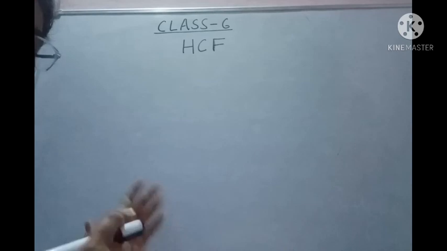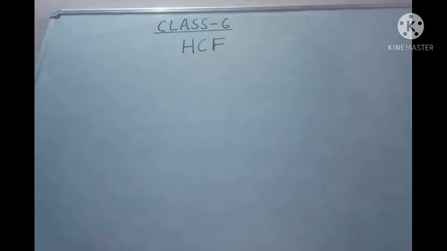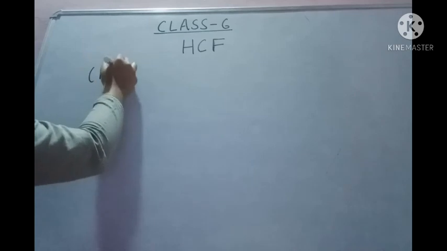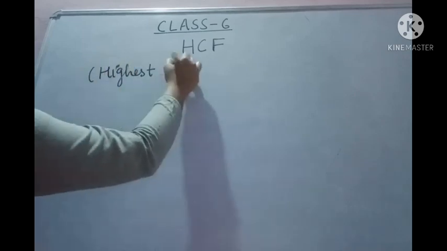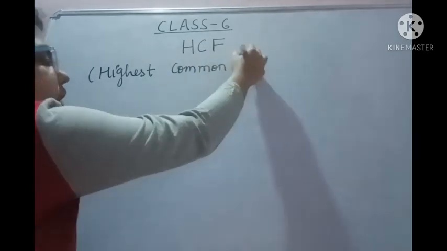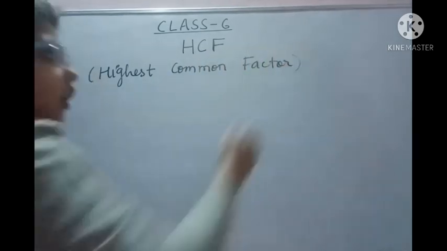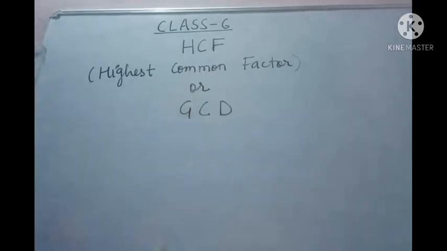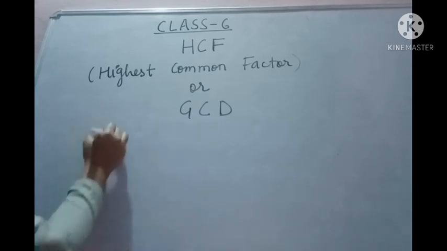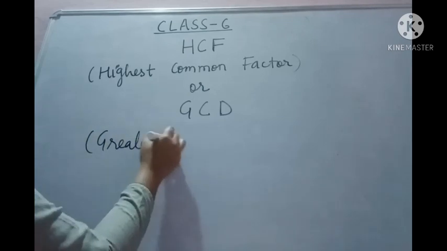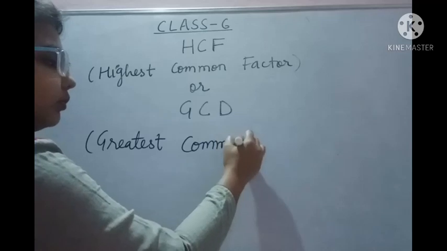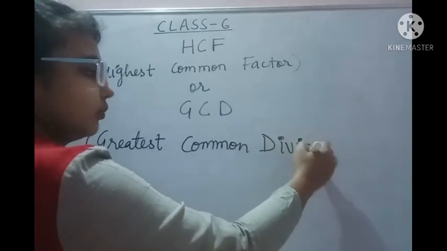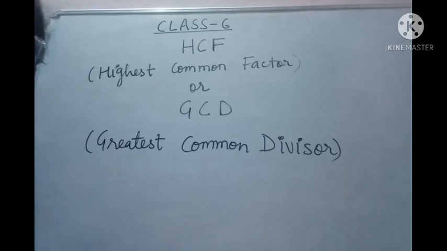HCF class 6. So what is HCF? Let's have the full form of HCF. HCF is Highest Common Factor. We call this HCF also GCD. HCF is also known as GCD. What is this GCD? The full form of GCD is Greatest Common Divisor. Both of the terms are used in the same manner.